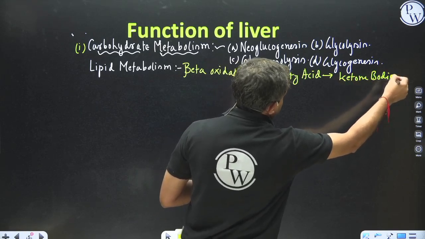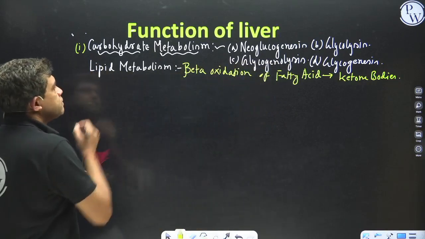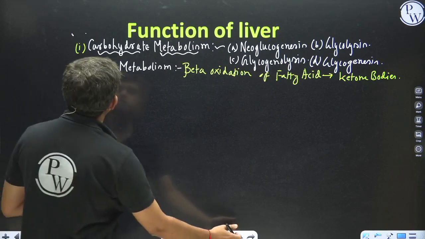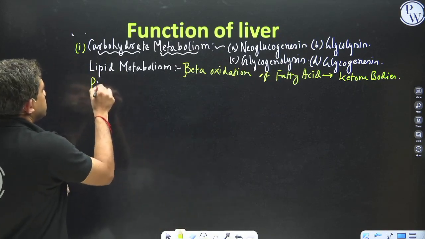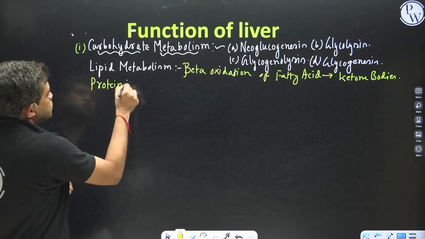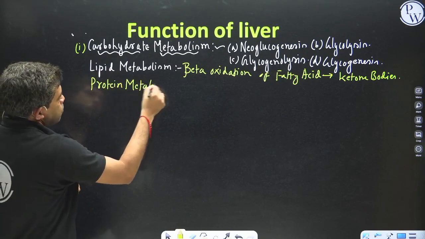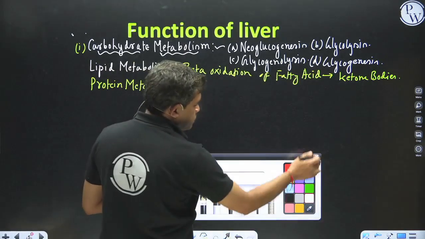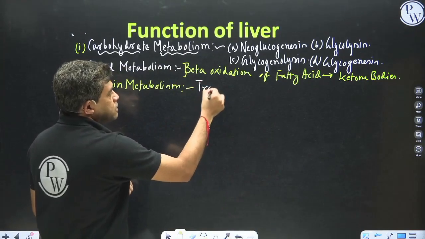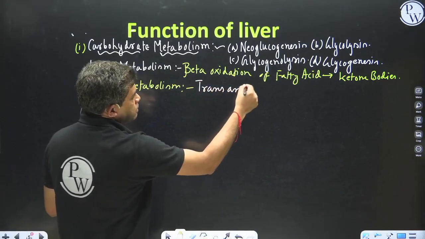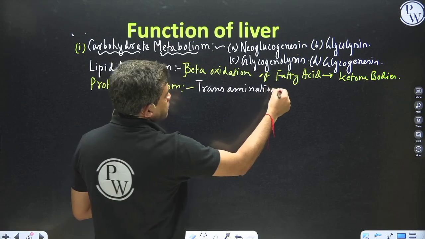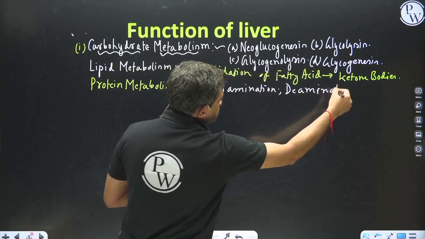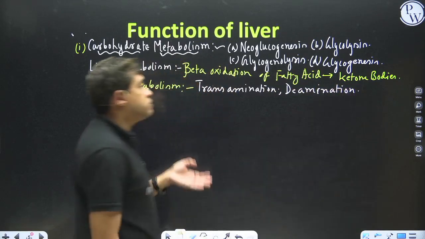Okay, this is a very important function of the liver. Another thing, number 2, is called protein metabolism. If I'm talking about protein metabolism, the liver is associated with transamination, deamination, etc. So deamination, transamination, what are they?